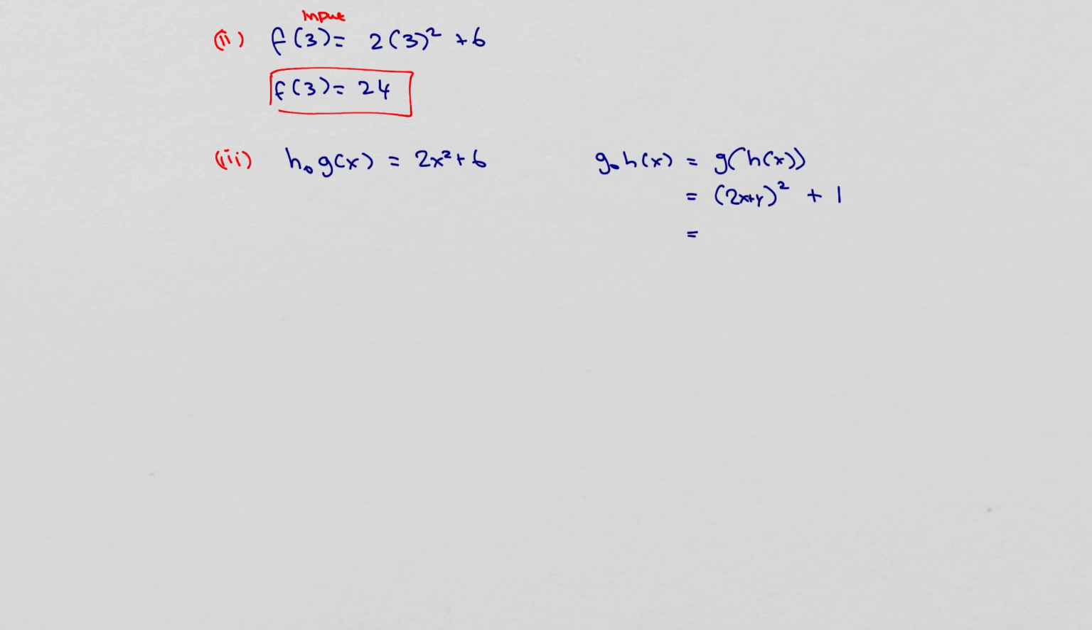So 2x plus 4 squared means it's going to be 2x squared, which is 4x squared. If I take 2x plus 4 and I multiply them and double it, I get 8x doubled, which is 16x. And then taking 4 and squaring it, I get 16. And then I have to add 1 to that. And that gives me 4x squared plus 16x plus 17. So clearly we're getting two completely different answers there. So g after h of x is not the same as h after g of x.